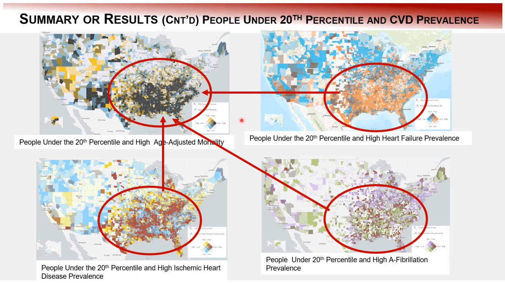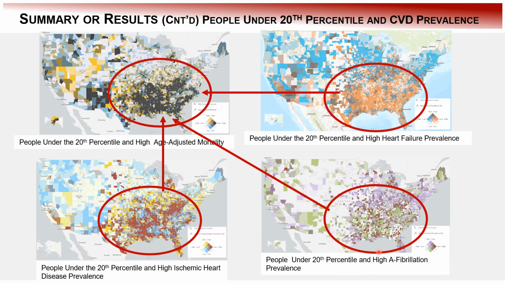In this slide, we can see a similar analysis related to people living under the 20th percentile of income and affected by cardiovascular diseases. Let us focus on the upper right map, which points to the convergence of low income, people living under the 20th percentile, and high heart failure prevalence located in the same southeastern part of the United States.